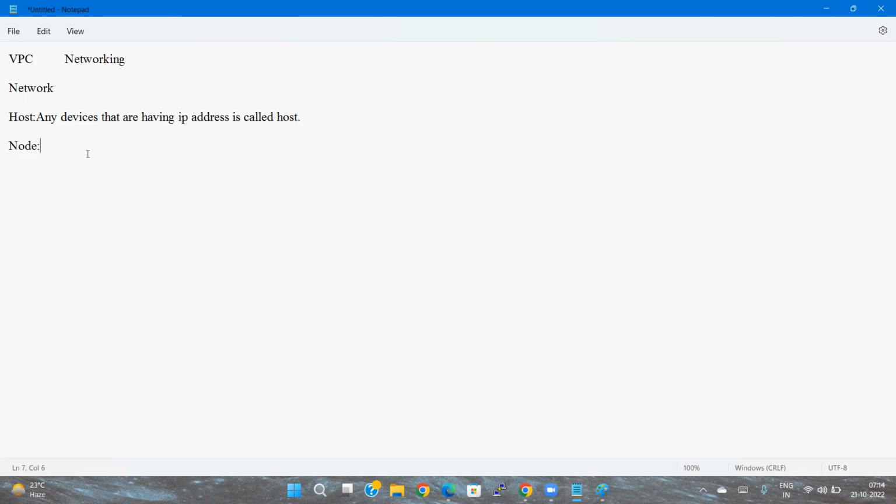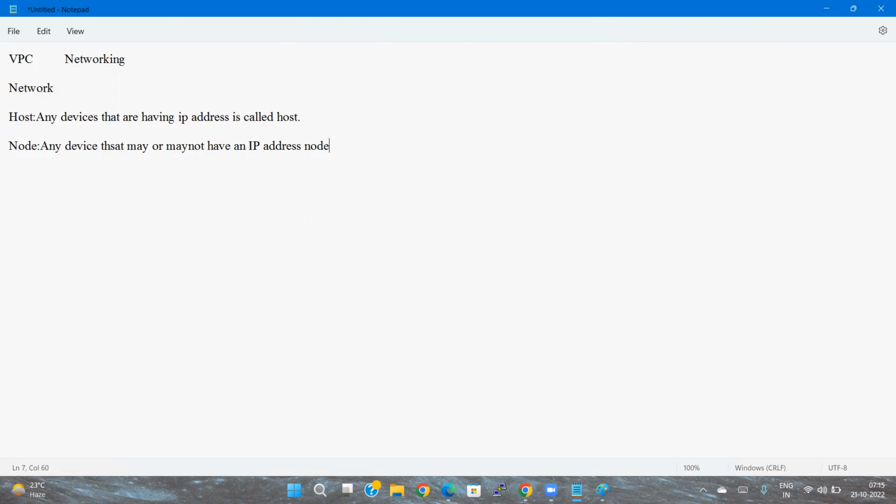Now, what is meant by node? Any device that may or may not have an IP address is called a node. So the devices can have an IP address, and some devices might not have one. Simply, if I have to say, all the devices in the network can be called a node.